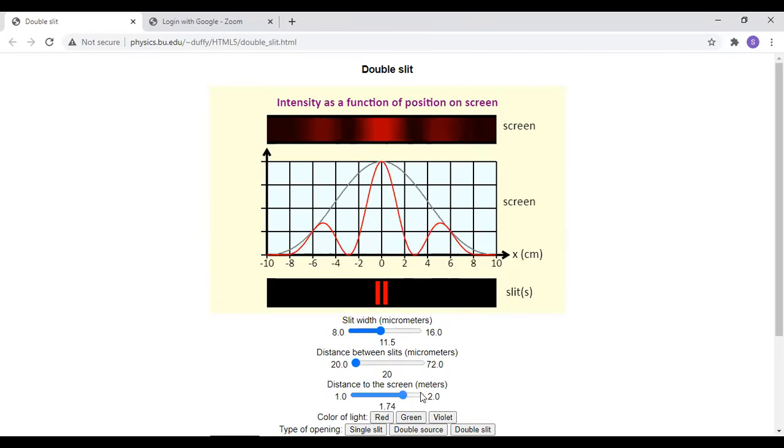And this is the distance to the screen. It is the distance between your screen and the slits. How much is that distance? So just fiddle around with these numbers. One more link has been given in the PPT, so please try to have a go at the other link also and try to see the interference pattern.